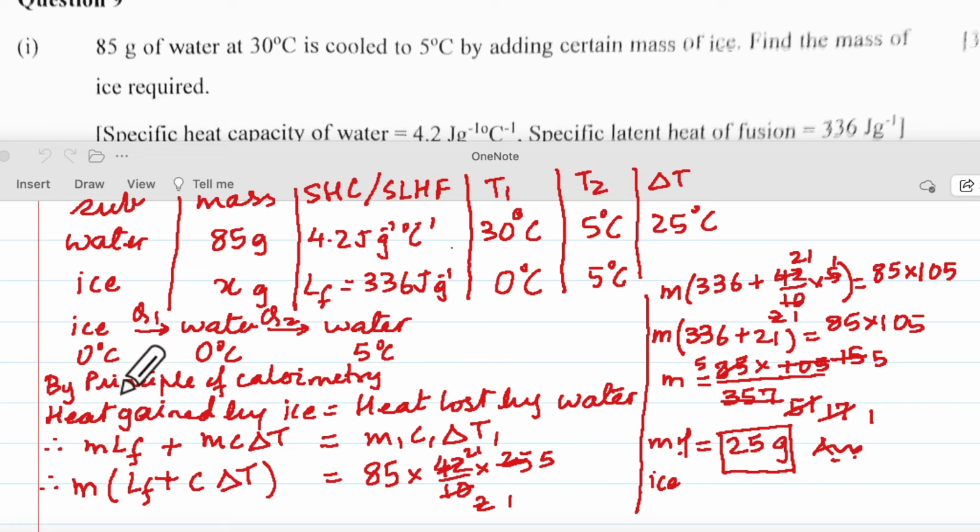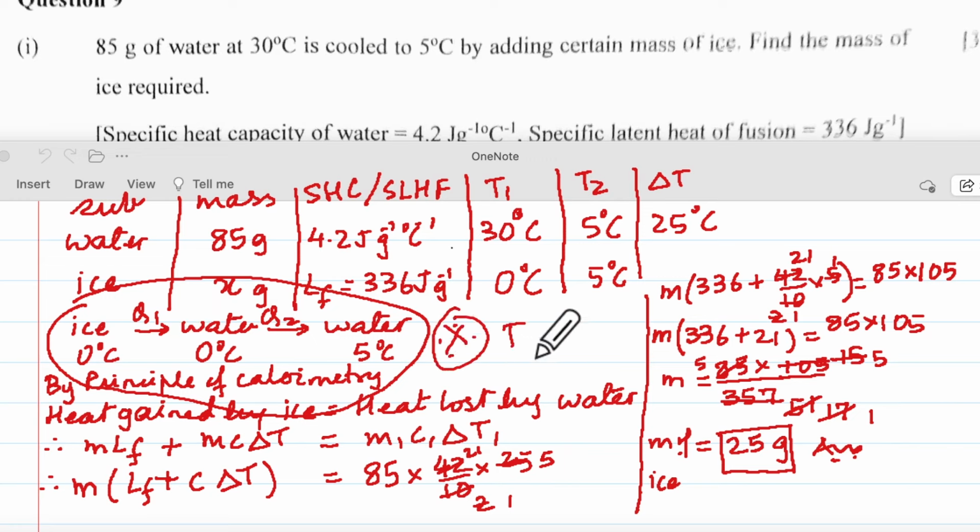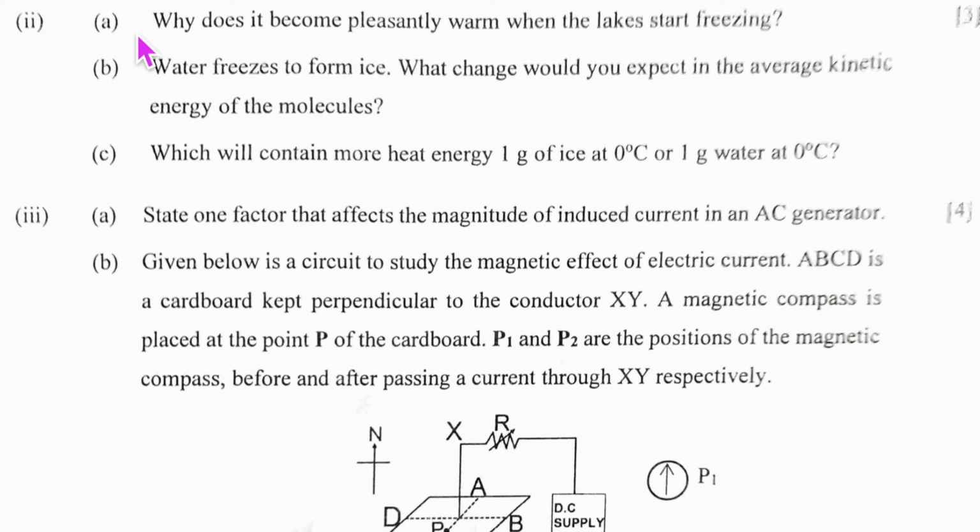Be very careful whenever there is ice added, there is change of state, children get tricked by this part. Okay, so this is the important step. Take care. Question 9, second part A: why does it become pleasantly warm when the lakes start freezing? So this is a give reason, I will show you how to write this. B: water freezes to form ice. What change would you expect in the average kinetic energy of the molecules?